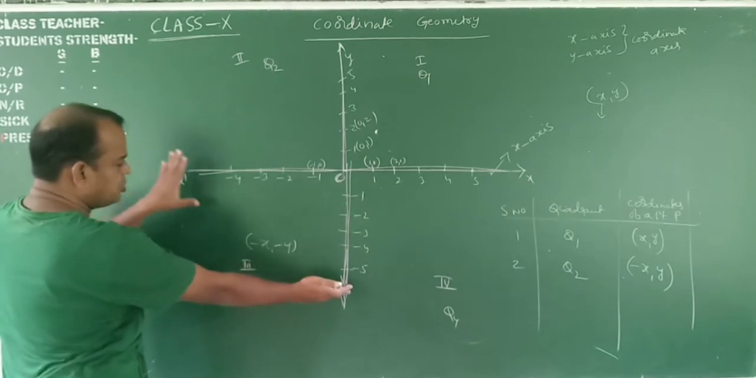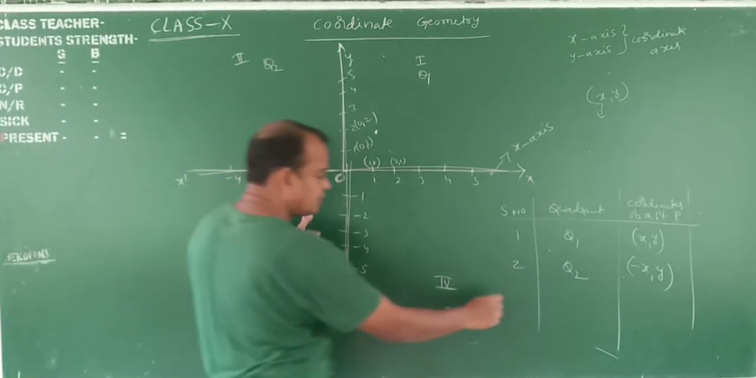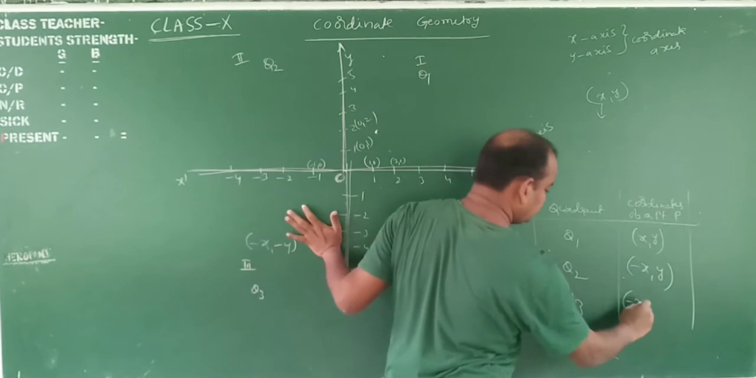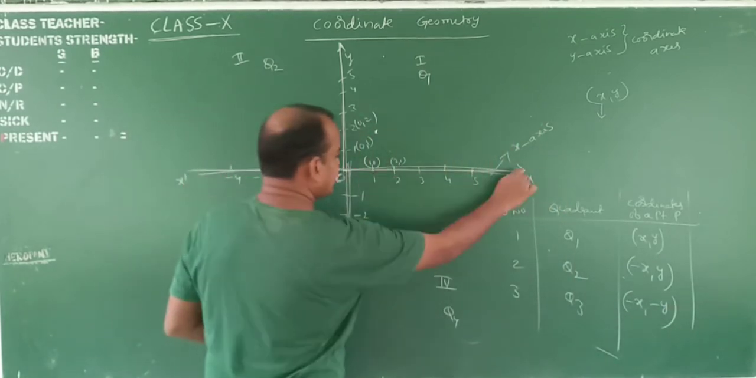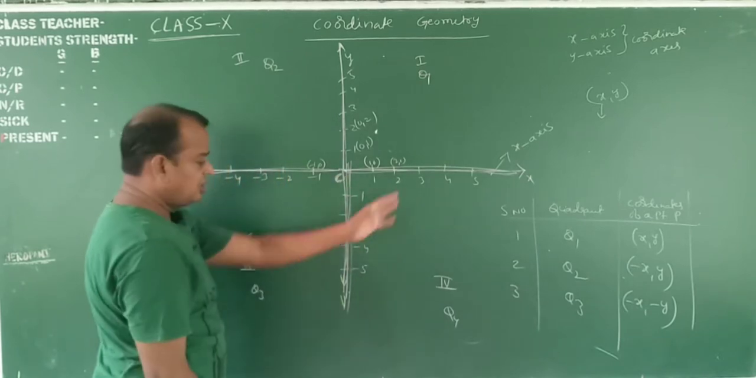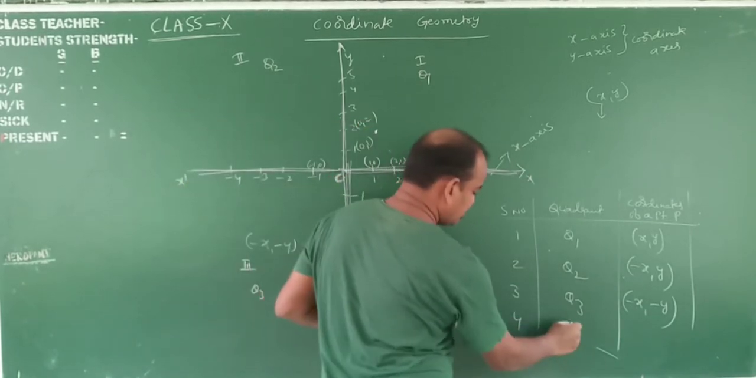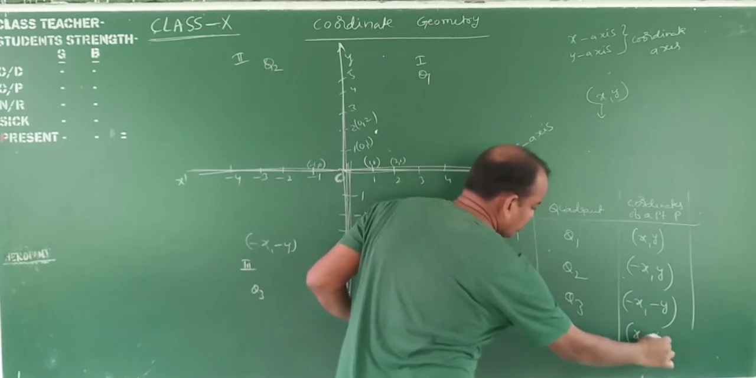This quadrant, you observe these two lines. Third quadrant: minus x comma minus y. In the fourth quadrant, observe that first write the x and y. X positive, y negative. Fourth quadrant: x positive, y negative.